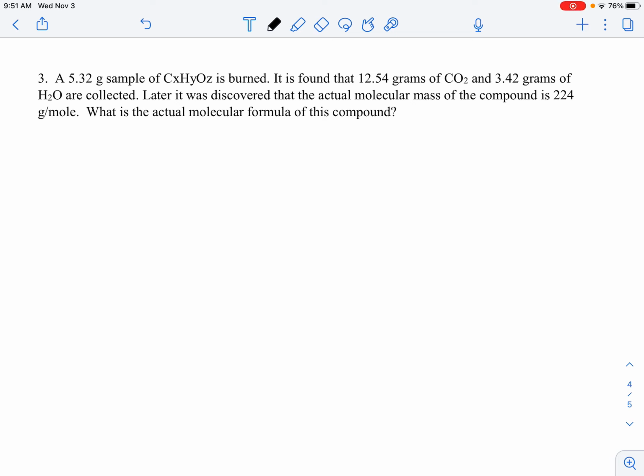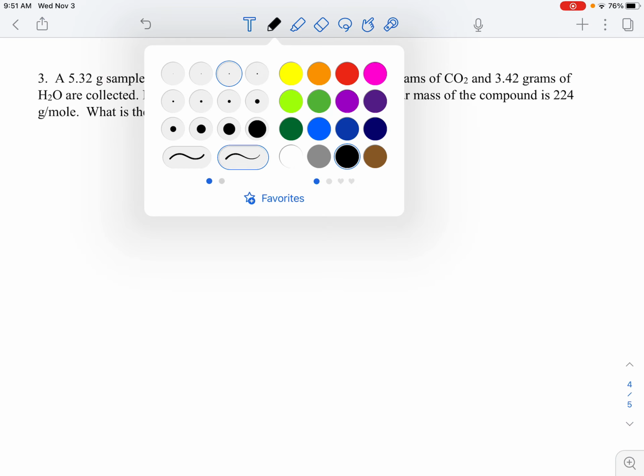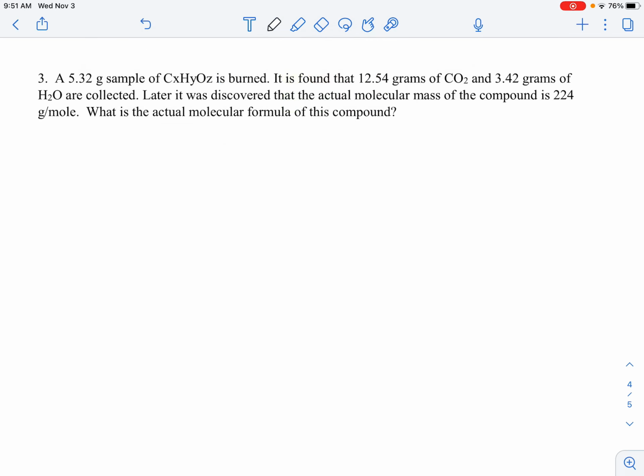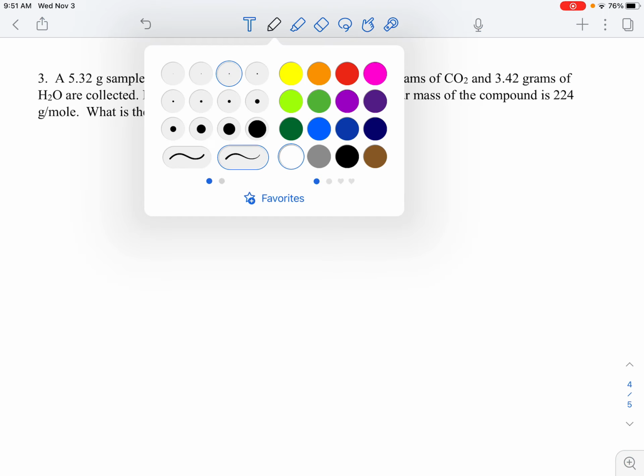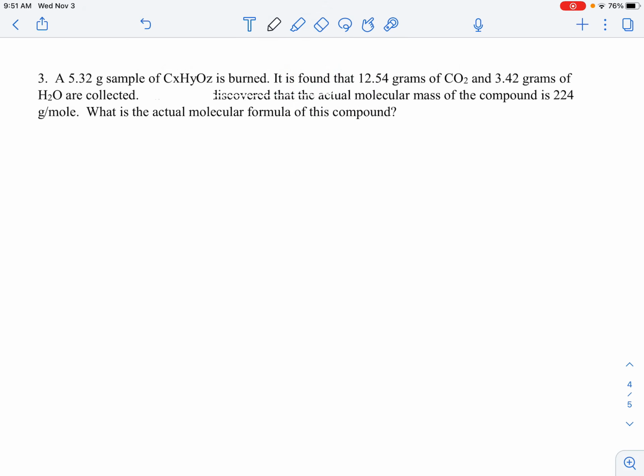Problem number 3 here is going to be very similar to problem number 2. We're just going to add in one slightly more baby step to go just slightly beyond the empirical formula as compared to the molecular formula. So you'll notice that the setup for this is identical, except they have given us this whole thing about later it was discovered that it weighs 224. We're going to ignore that for now, because it says later it was discovered.